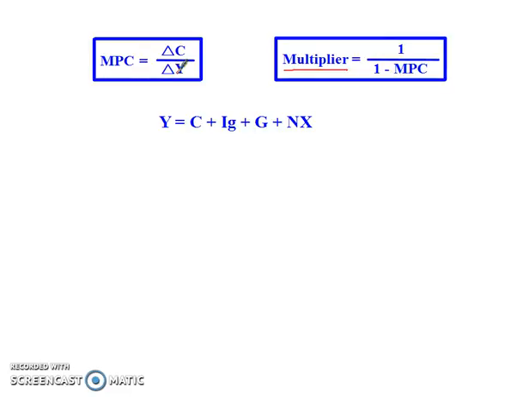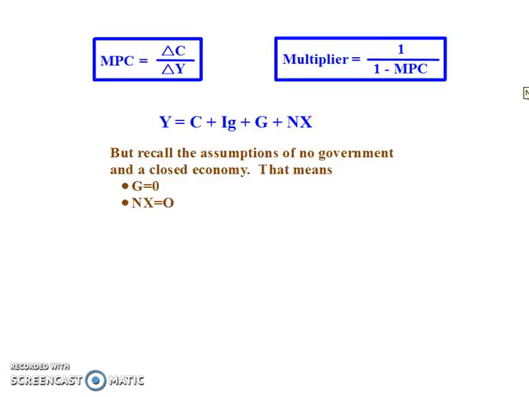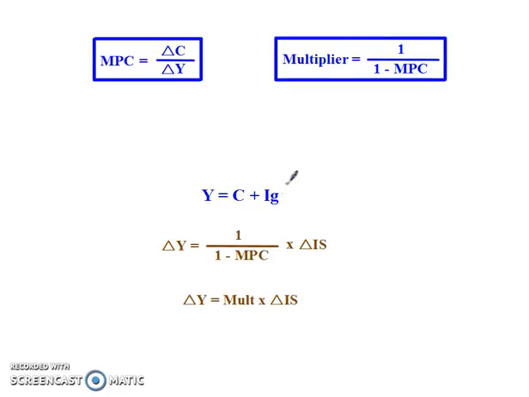Now we're also bringing back our big formula for gross domestic product, which is Y equals C plus I plus G plus NX. But we said that there's going to be no government spending, so that disappears. And we said there's going to be no exports or imports, because it's a closed economy, so net exports is equal to zero and disappears. So what we end up with is Y equals C plus I.